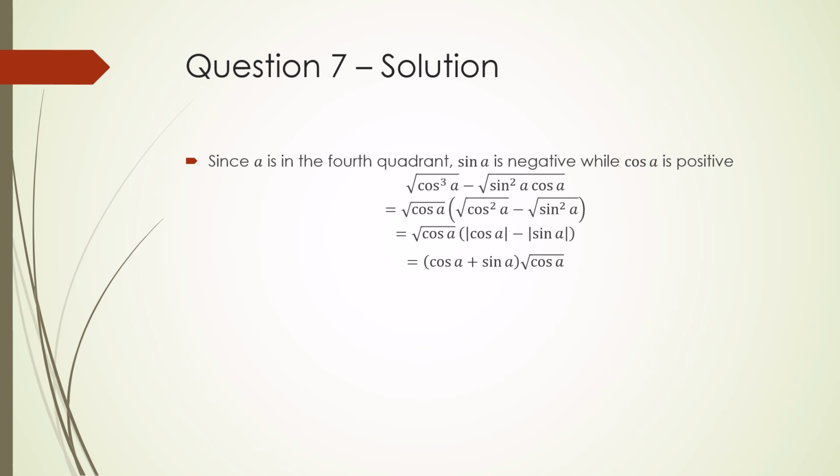But sine of A is negative, which means that the absolute value of sine A is equal to negative sine A, and therefore the minus signs cancel out to give this expression here, which is equivalent to option A.